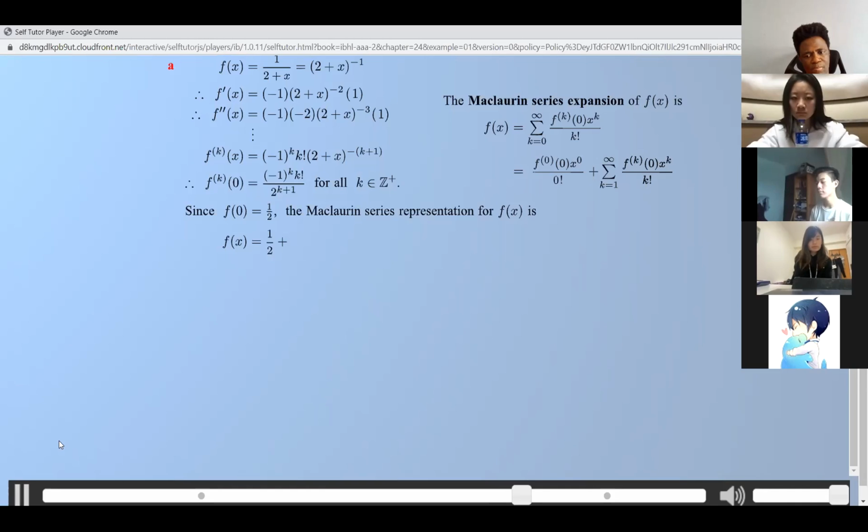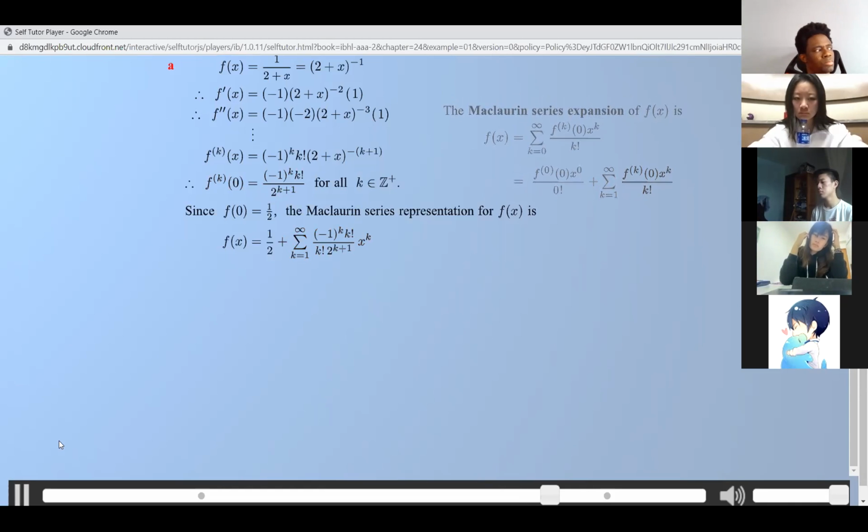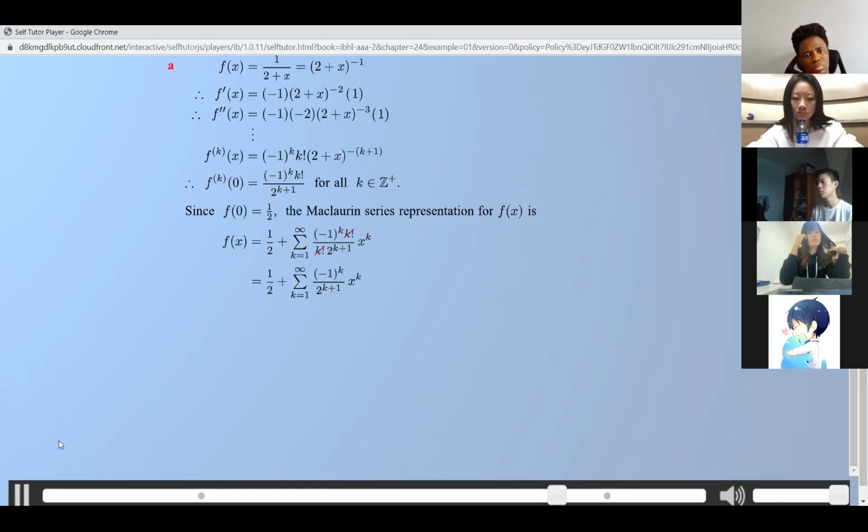For the rest of the terms, we have the sum from 1 to infinity of our expression for the kth derivative evaluated at x equals 0, divided by k factorial times x to the k. We see the k factorials cancel, and we now consider whether we can write the first term in the general series.